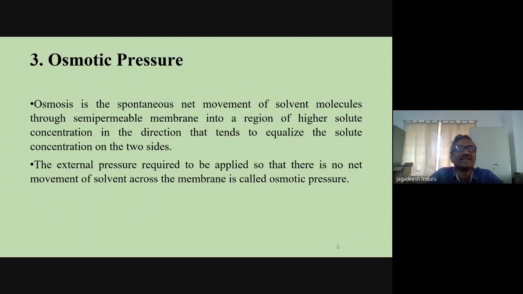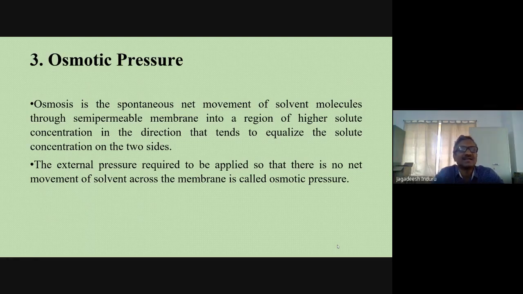The third one is osmotic pressure. Osmosis is a spontaneous net movement of the solvent molecules through a semi-permeable membrane. Don't get confused with diffusion. Diffusion is a movement of a solute, whereas osmosis involves a movement of a solvent. These two phenomena are quite different. Whereas in Brownian motion, the particles move freely without any membrane, they move as they like. That is the first property we saw, Brownian motion.